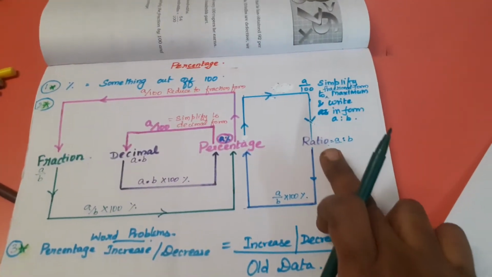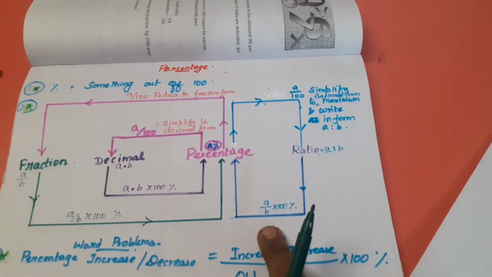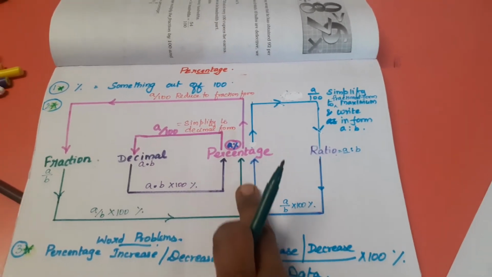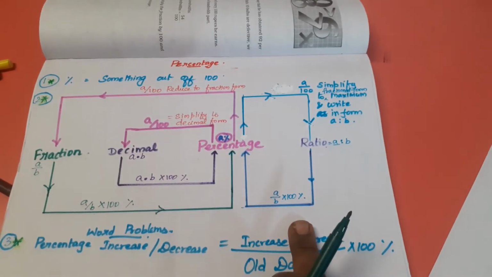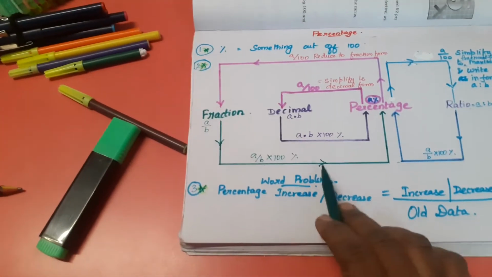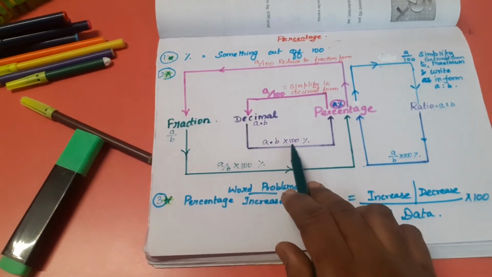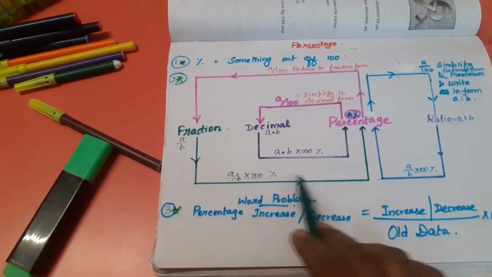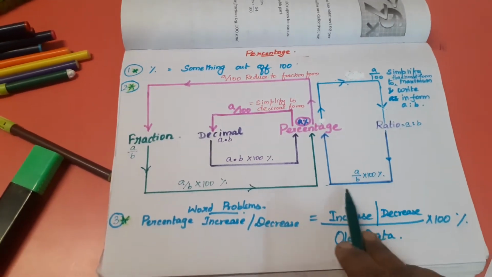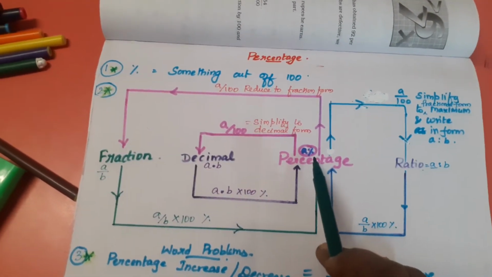Now ratio is given, a is to b. How can we do it? Ratio can be represented in the fraction form as a by b. Once it is in the fraction form, again it can be represented as percentage, into 100. So converting to percentage is just into 100, that's all. The only thing you need to do is make everything a fraction and multiply by 100. So a by b into 100, or a dot b into 100, or a by b ratio also represented in fraction form into 100.